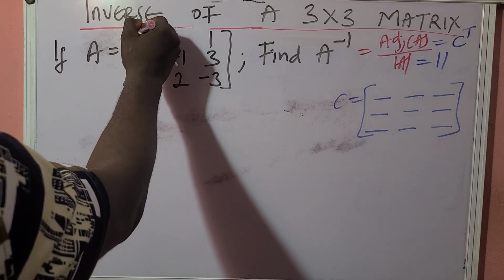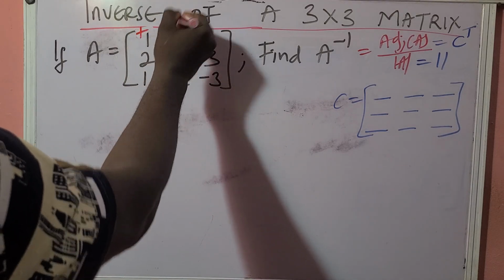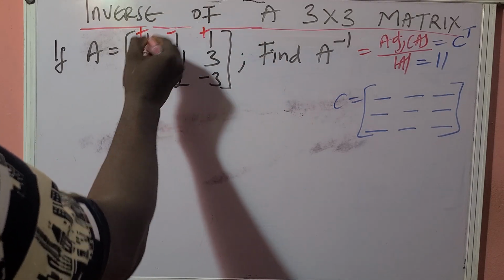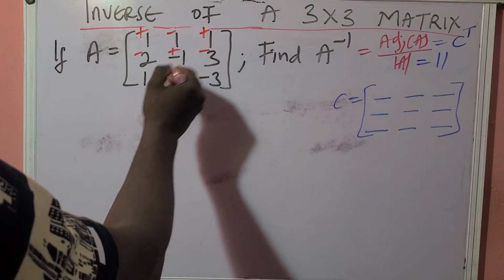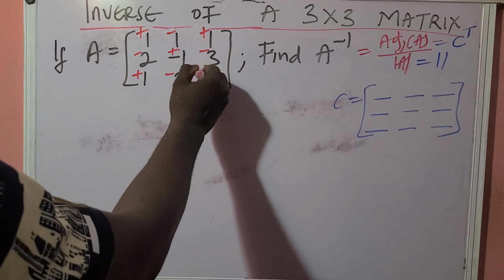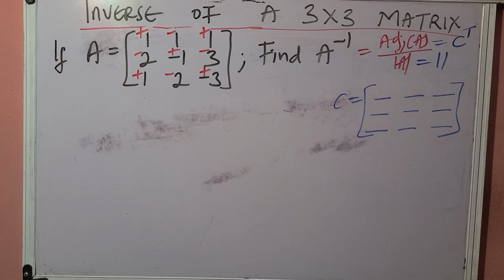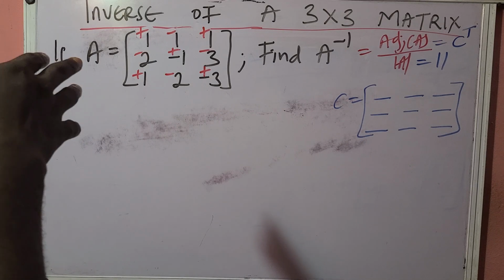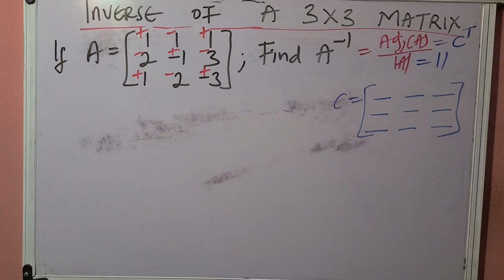You do that by starting with a plus sign, a negative sign, a plus sign, a negative sign, a plus sign, a negative sign, a plus sign, negative, then plus. Now, the only use of this will be at the initial point. You don't use this when solving a matrix. So let's see how we use this.